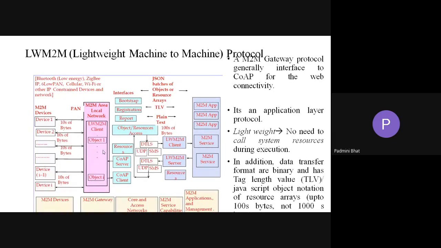Now if you see here, there are I number of M2M devices, all having sizes of tens of bytes. Now this is the gateway, lightweight objects 1 to I. Here are the interfaces. Now these are for the security. DTLS is for the security. This is for the connection. And this is the mode of sending. SMS is the mode of sending.